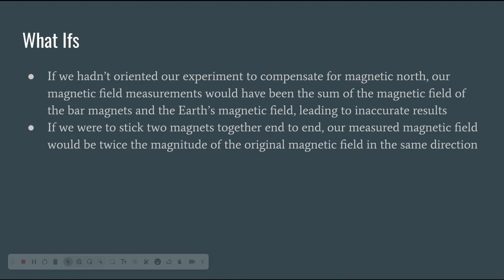What if we hadn't oriented our experiment to compensate for magnetic north? Basically, our measurements would have been skewed because they would have been measuring some component of the Earth's magnetic field as well as the bar magnet's, but we didn't want the Earth's magnetic field. And if we were to stick the two magnets together end to end, we would get twice the magnetic field in the same direction. That kind of just makes sense.